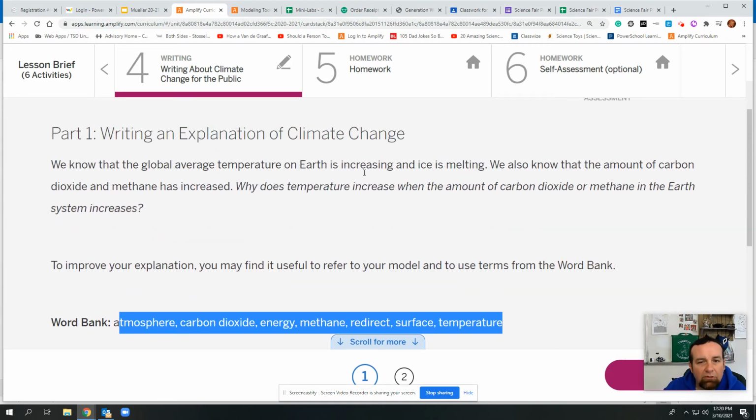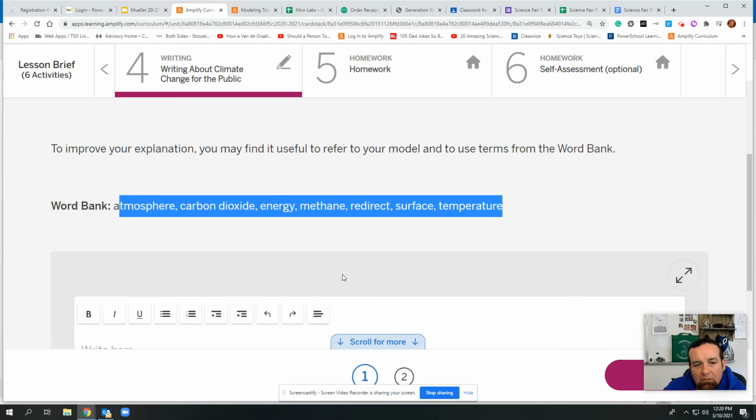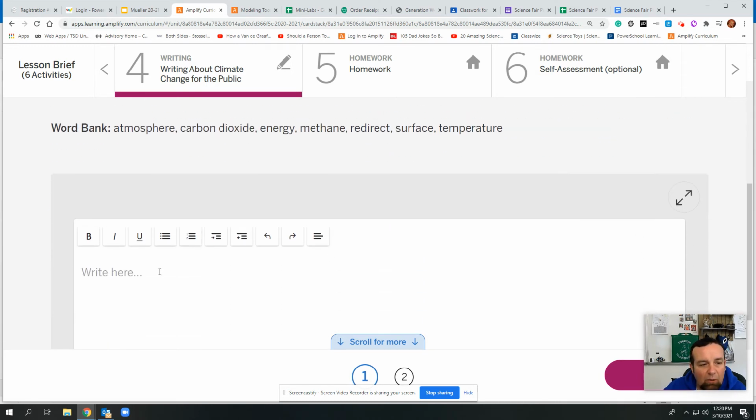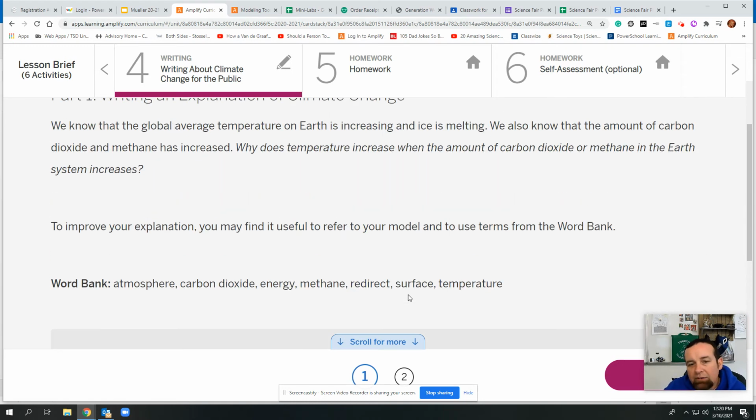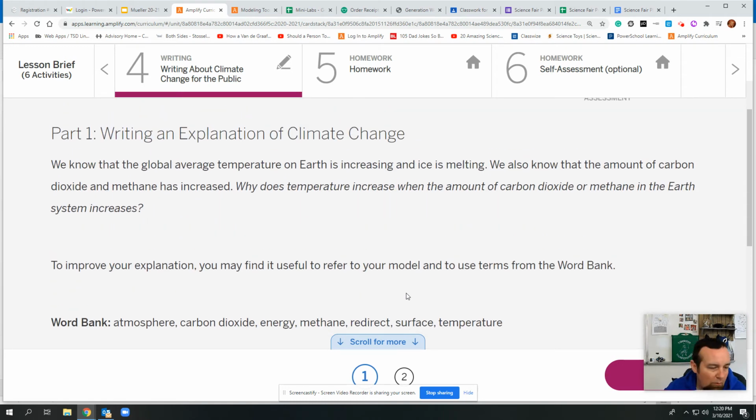So here's our writing prompt. We know that global average temperature on Earth is increasing and the ice is melting. We also know that the amount of carbon dioxide and methane has increased. Why does temperature increase when the amount of carbon dioxide or methane in the Earth system increases? So use this word bank and write a couple sentences here to explain that. Answer that question. Pretend like you're writing this to someone who doesn't know anything about carbon dioxide or methane or climate change as a whole.